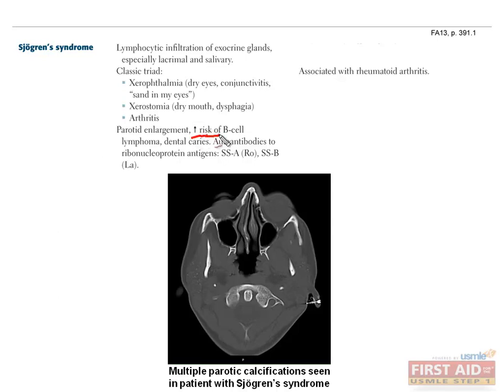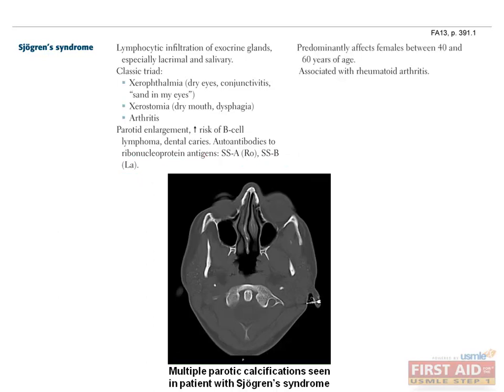These patients also have an increased risk of B-cell lymphomas, which are more likely in patients with autoimmune diseases as a result of chronic inflammation that predisposes to dysplastic changes. Finally, patients with Sjogren's are also more likely to have dental caries or cavities, likely because saliva has a number of chemicals that aid in dental health. The antibodies to know for Sjogren's disease are anti-RNP, anti-SSA, also known as Rho, and anti-SSB, also known as La. Rho and La are probably the more common ones to remember.